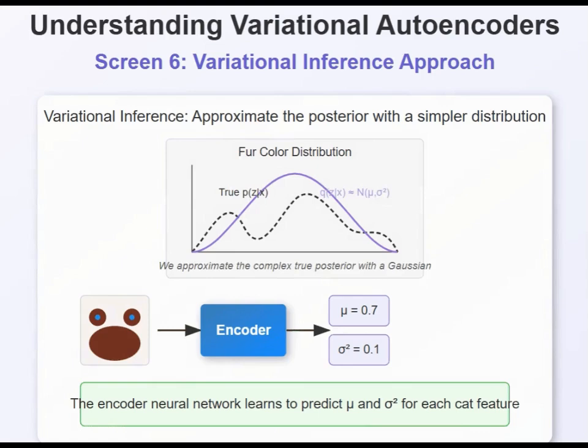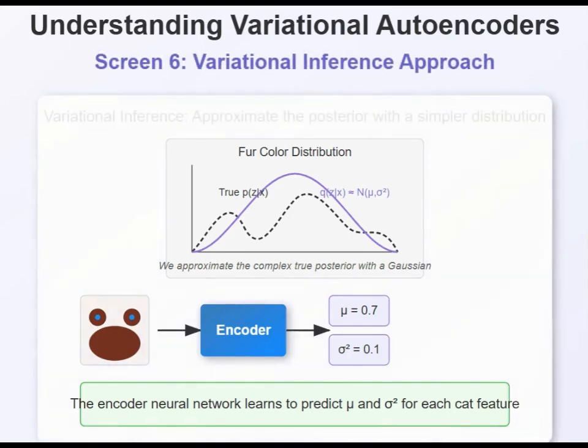For example, when we feed a Siamese cat image to the encoder, it might output values suggesting that the fur color feature has a mean of 0.7 leaning towards Siamese brown with a small variance of 0.1, meaning it's quite certain. For eye color, it might output a different mean and variance. The beauty of this approach is that we are not trying to define these distributions manually. The neural network learns the appropriate distributions by training on many examples. Next, the decoder network performs the reverse process.